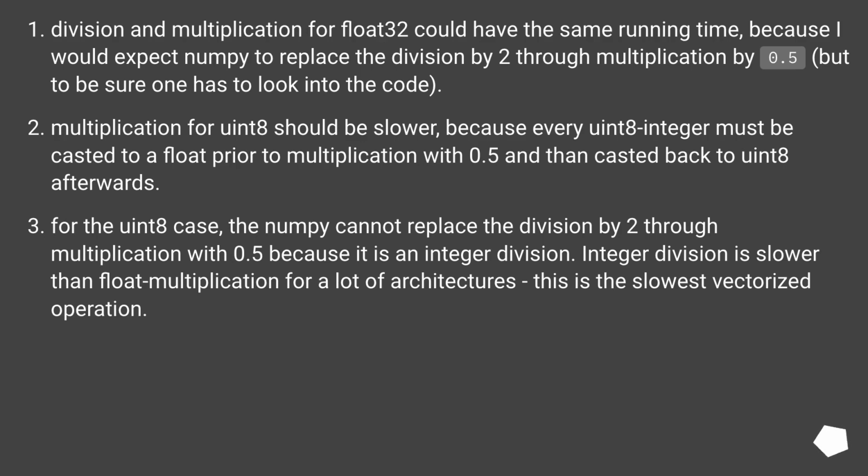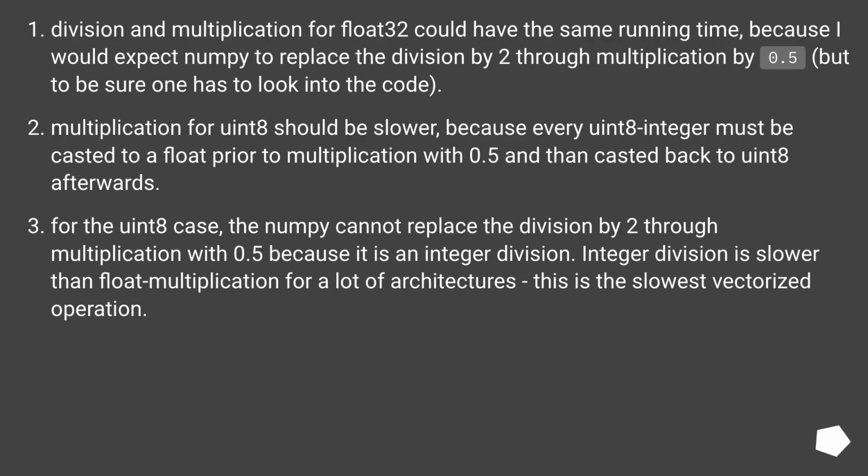Division and multiplication for float32 could have the same running time, because I would expect NumPy to replace the division by 2 through multiplication by 0.5, but to be sure one has to look into the code. Multiplication for uint8 should be slower, because every uint8 integer must be cast to a float prior to multiplication with 0.5 and then cast back to uint8 afterwards.